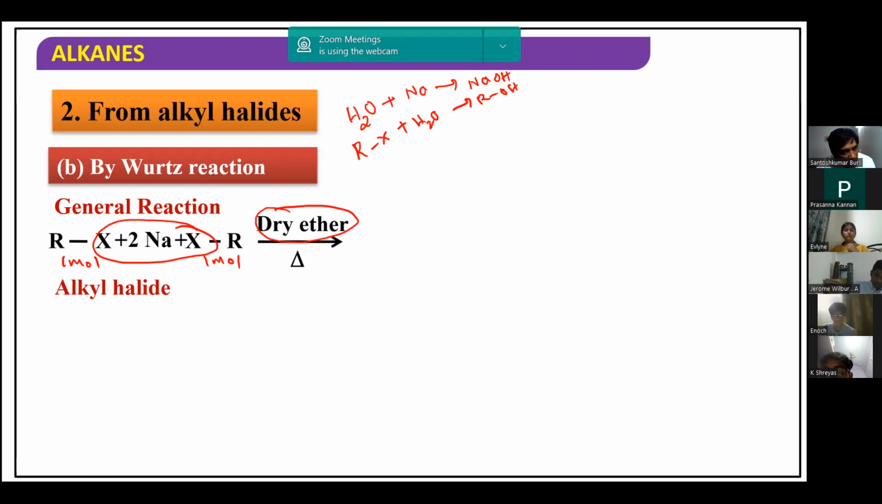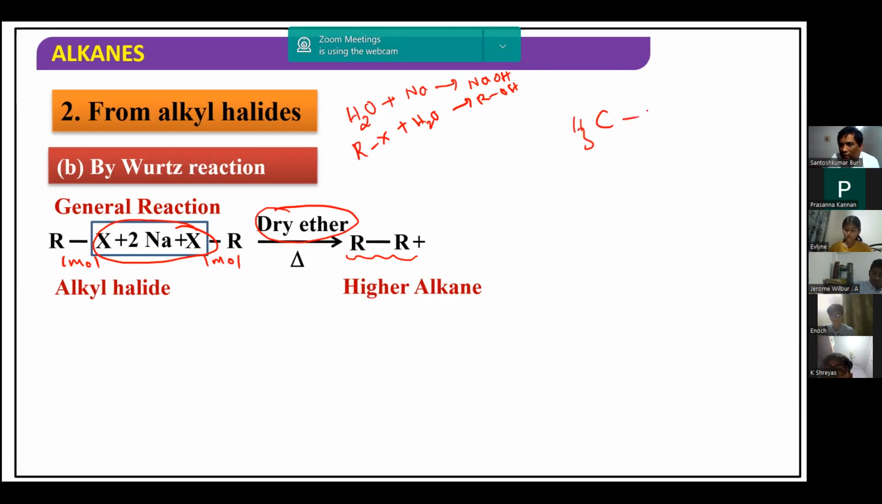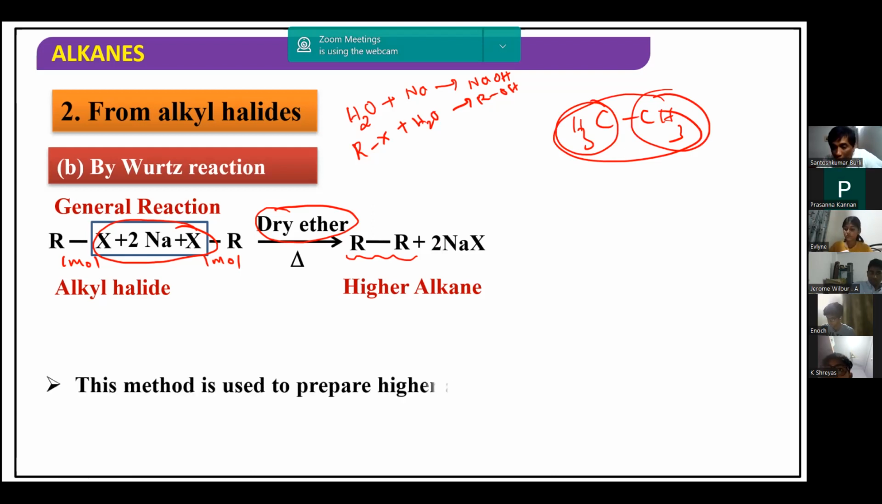Hence, a very important point to be remembered here is in Wood's reaction, we have to use dry ether for the reaction, so that this R and this R get connected with each other. You can observe here the 2 R's are connected with each other. So 2 alkyl groups connecting with each other will give an alkane only. Say, let us say CH3, CH3 means C2H6, right? This is one methyl group, this is another methyl. So we can get C2H6, and higher alkanes we can get as a product here.